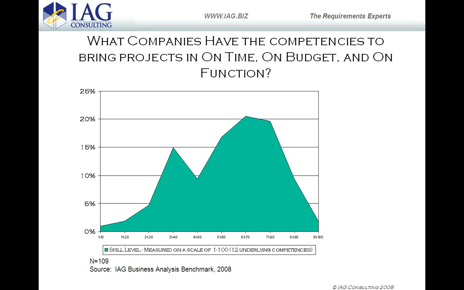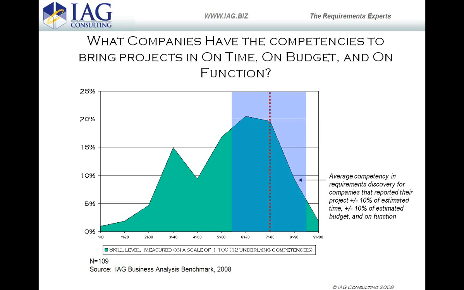And so what we said is, what was the average skill level of the analysts on these projects that controlled the scope plus or minus 10%? In other words, they delivered the project plus or minus 10% on budget, on time, and on function. And Jessica, I'll answer your question in just a sec, okay? Now, the blue zone is plus or minus 1 standard deviation, all right?